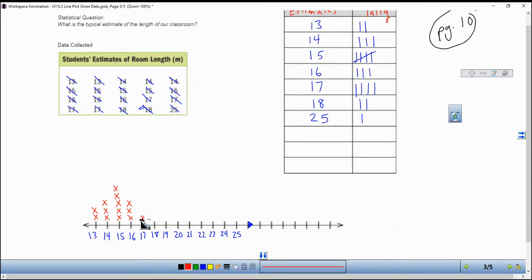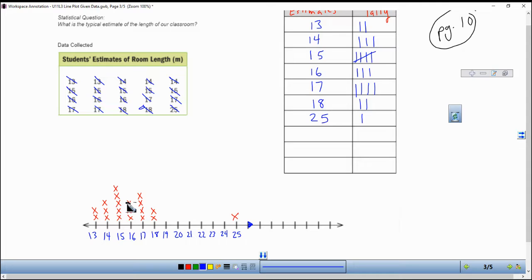17 is 4: 1, 2, 3, 4. 18 is 2: 1, 2. There's nothing for 19, nothing for 20. We still want to show that there's a gap there, and there's one out here for 25. So that one's pretty far out there. That might affect something later. It's kind of what we talked about before with the temperature, maybe.